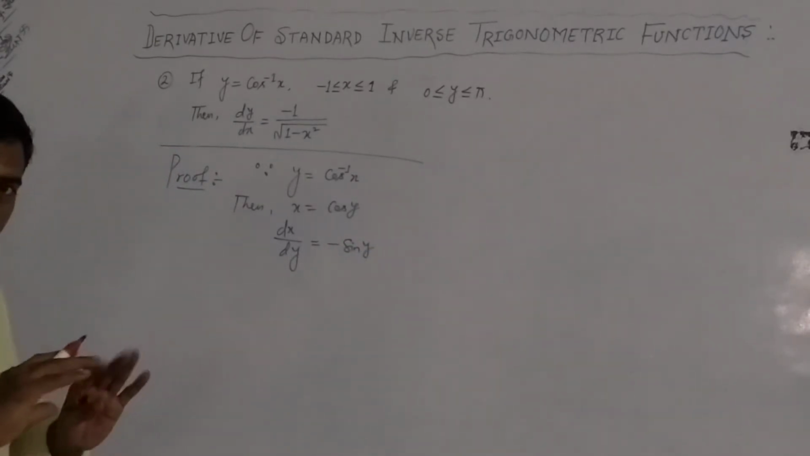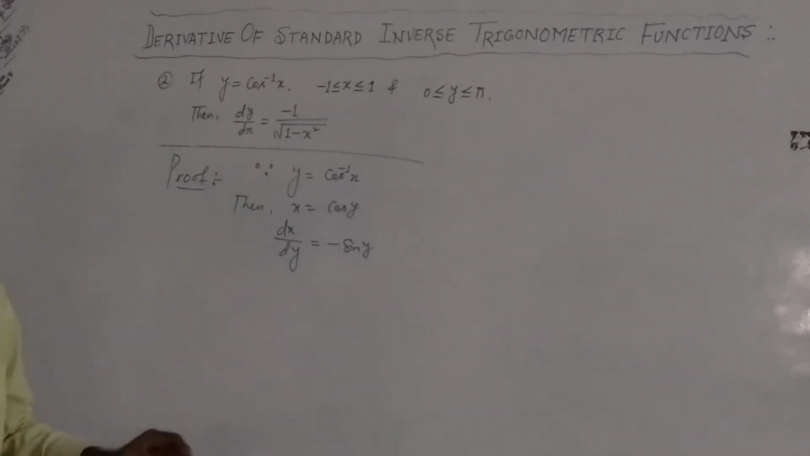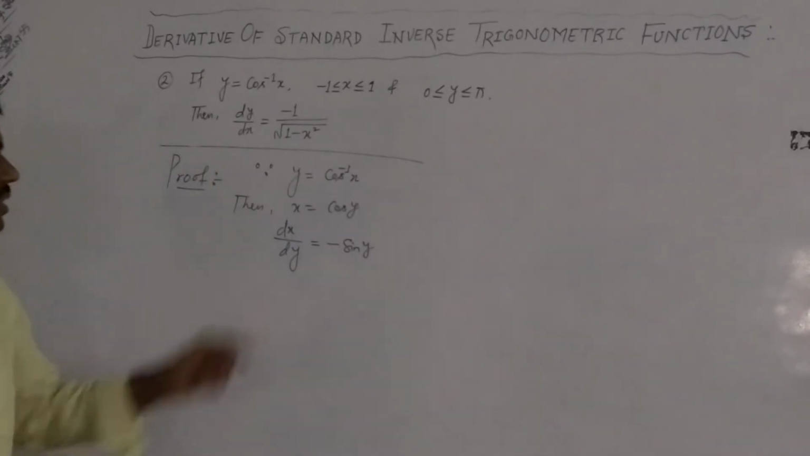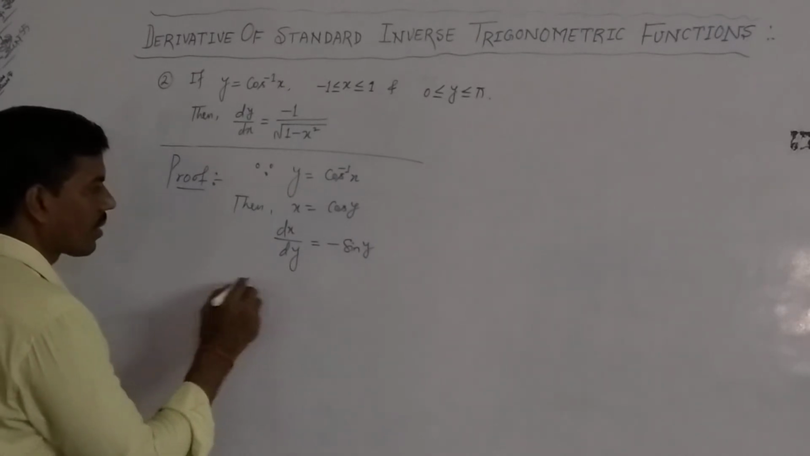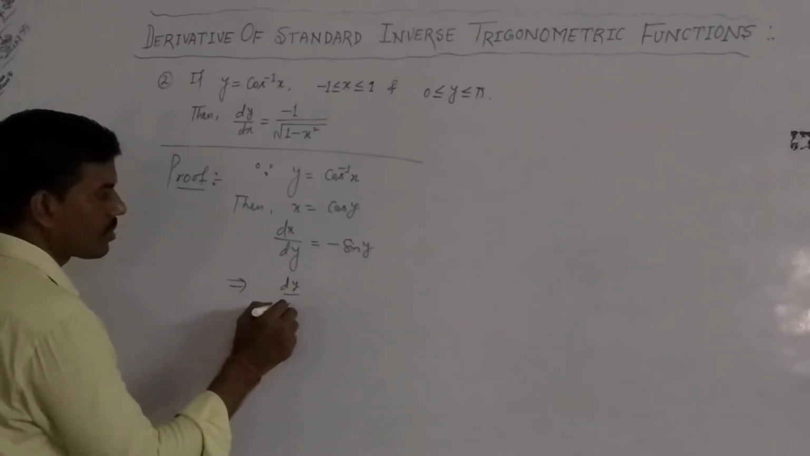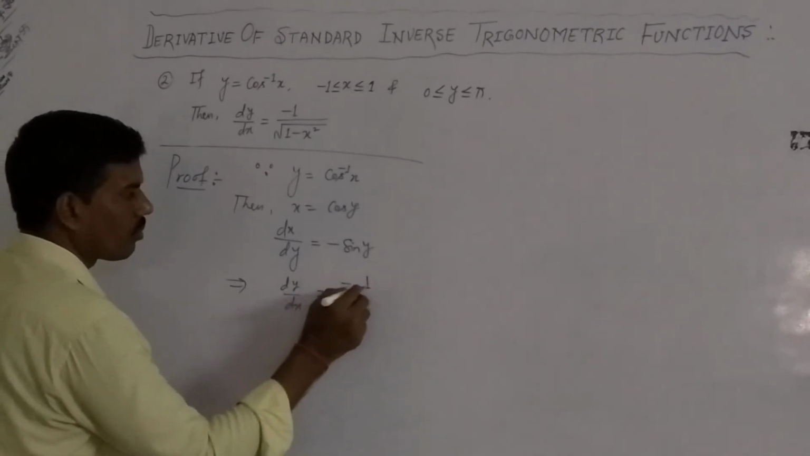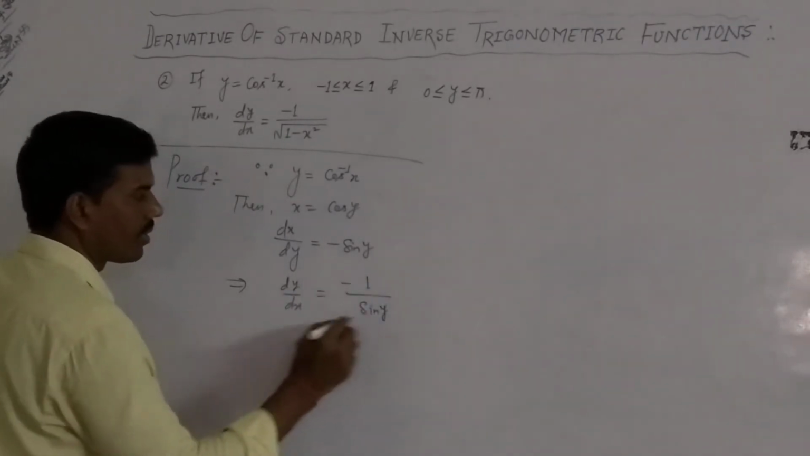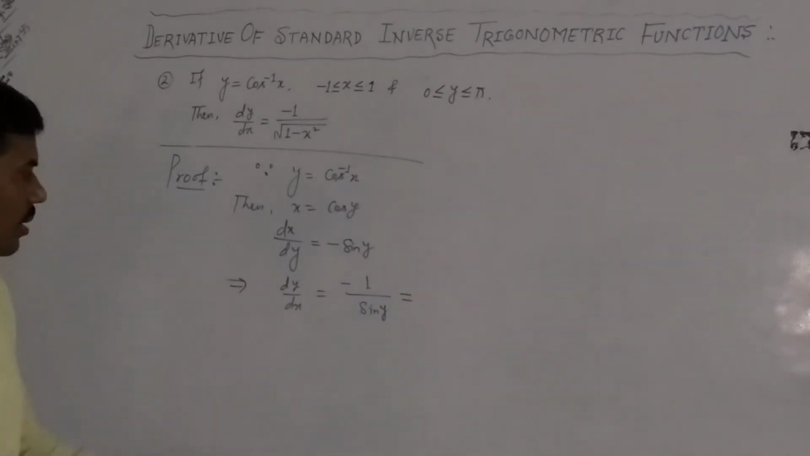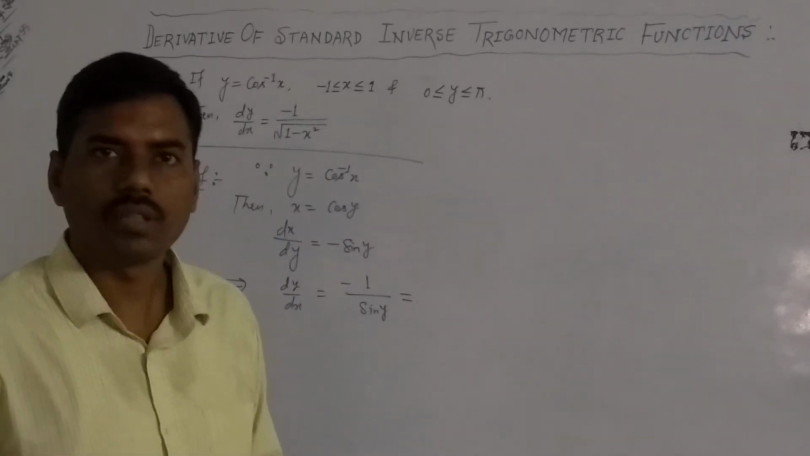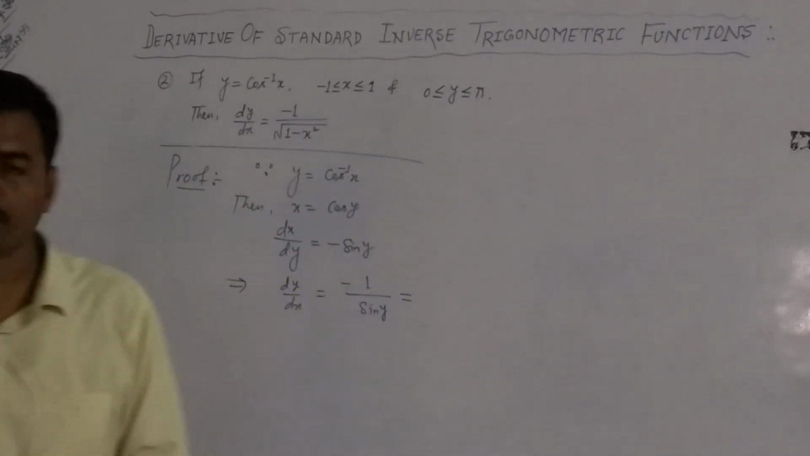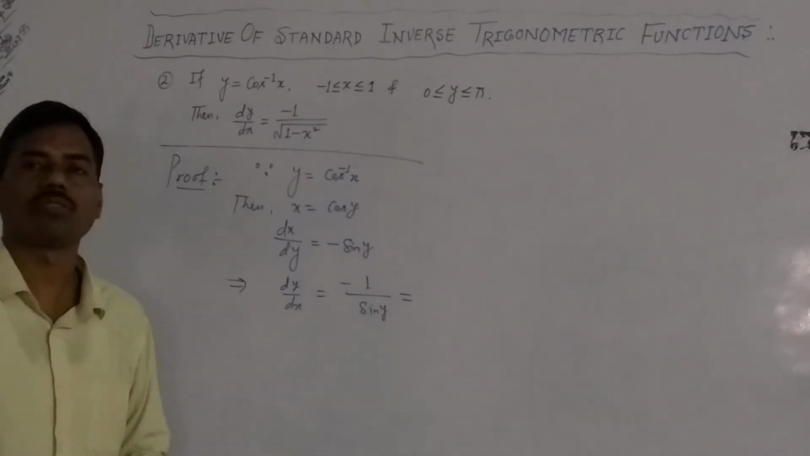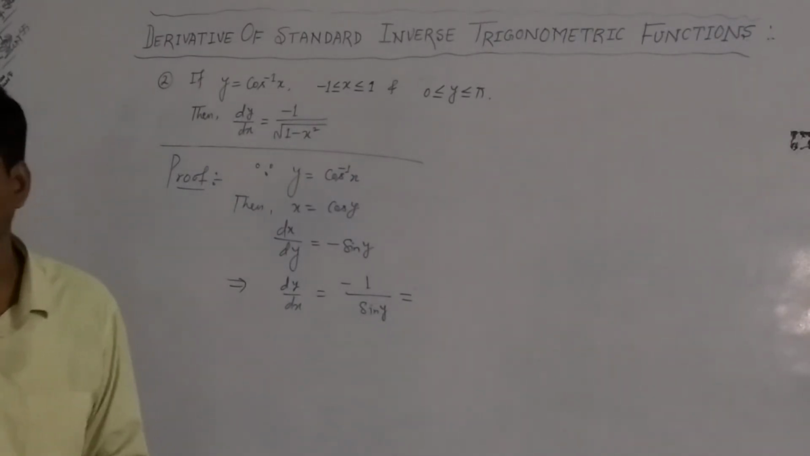Okay, and since we have to find dy by dx, but at this stage we have dx by dy, so we have to convert this fraction. We get dy by dx is equal to -1 upon sine of y, and this is equal to, okay, we have to find dy by dx in the form of x. We have to prove the first order derivative of y with respect to x in the form of x, but we have 1 upon sine y, means the function of y.